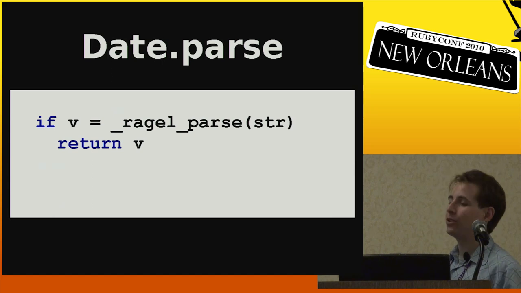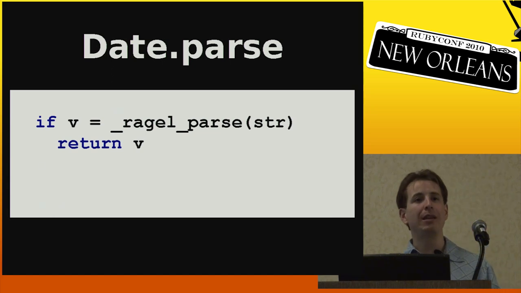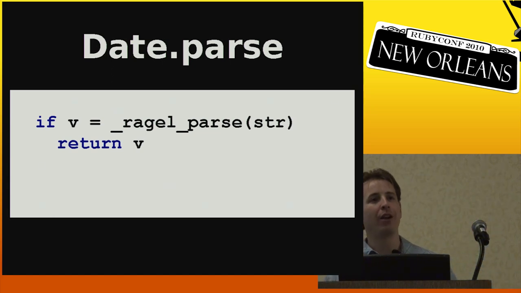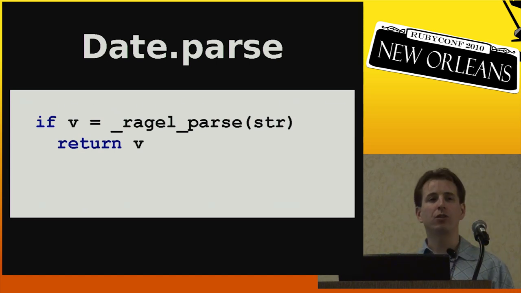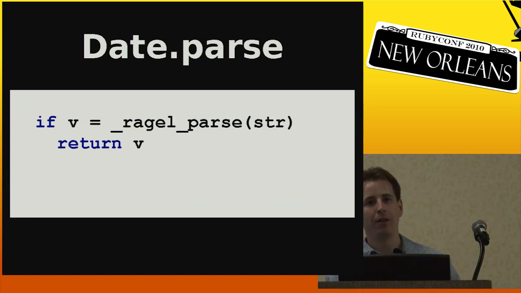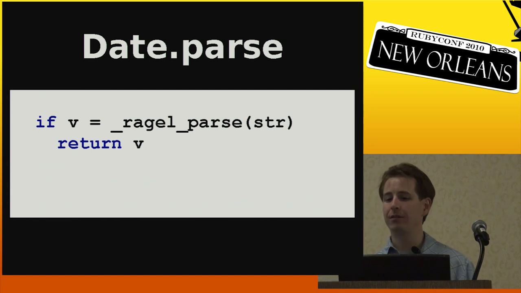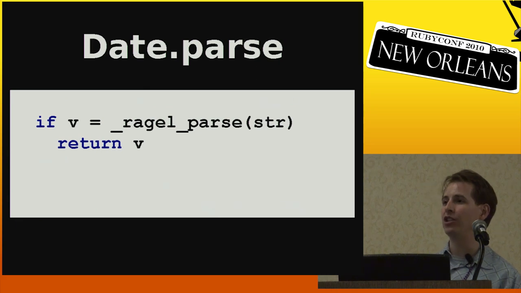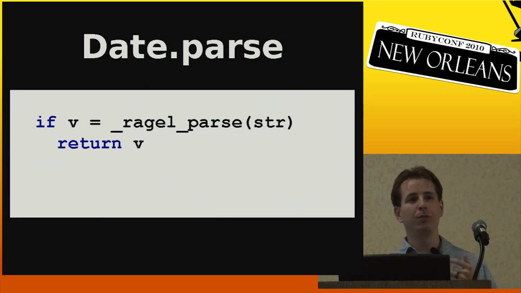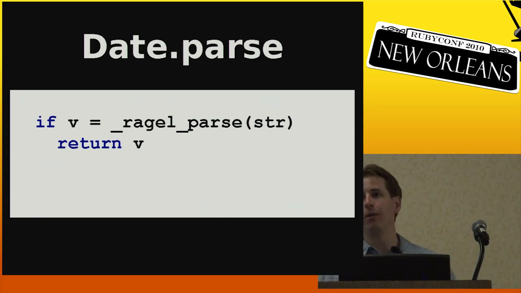The second and more interesting part is that before attempting to do any parsing in Ruby, it calls the Ragel parse method. Now, this method is implemented in C and uses the Ragel state machine compiler. Hopefully, most of you are familiar with Ragel, sort of made famous in the Ruby community by Zed Shaw, who used it in the Mongrel HTTP parser, which was also used by Thin, Unicorn, and other Ruby web servers.